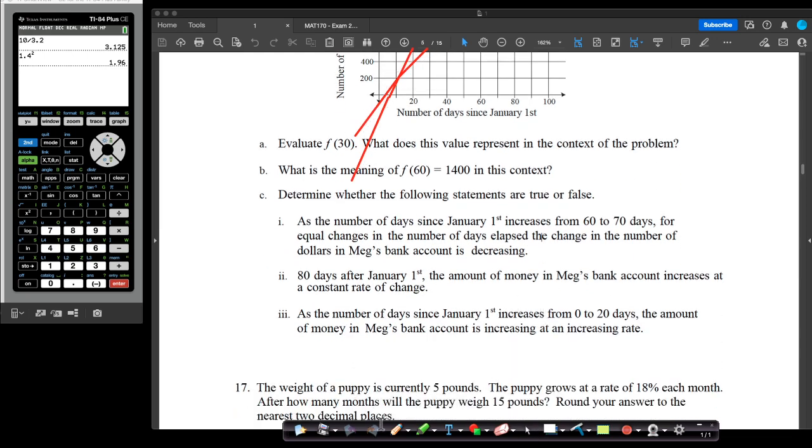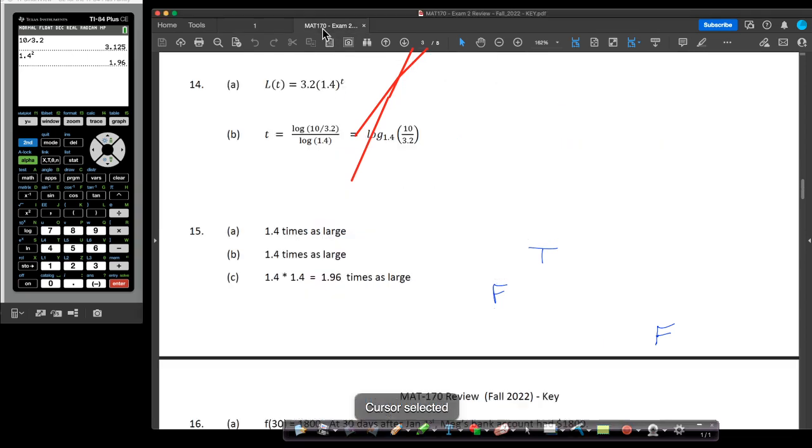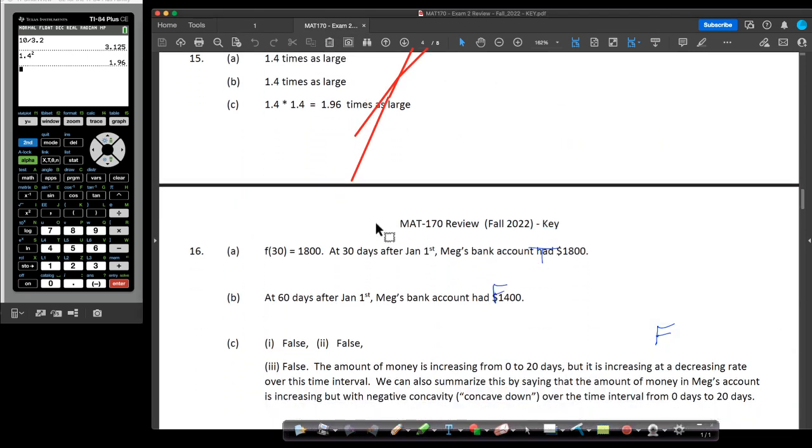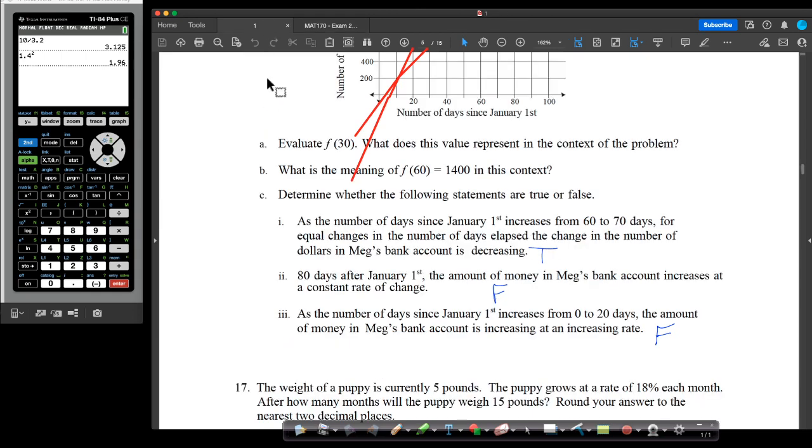I guess to summarize, what did we come up with? That this would be a false statement. This was a false statement. It's not constant, but that this would be a true statement. Let's see if they came up with the same. For 16, they came up with false, false, false. Why did they say the first one?